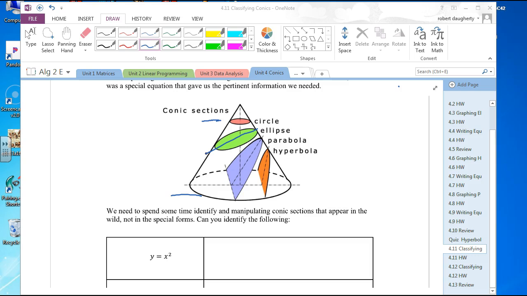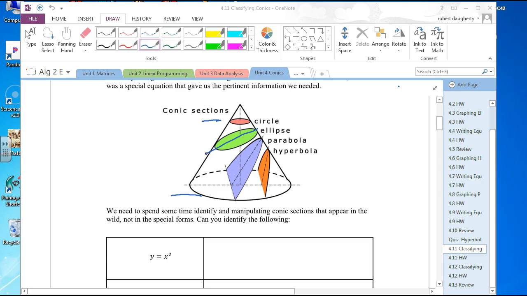What was the definition of a circle? Set of all points, what? Equidistant from a point. That's the center. That was a circle. What was our definition of an ellipse? Yeah, the set of all points where the sum of the distances from the 2 fixed points is constant, okay?